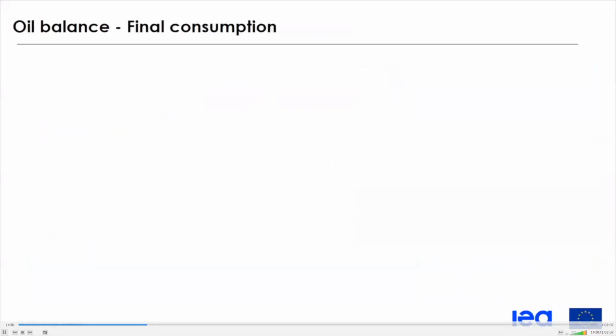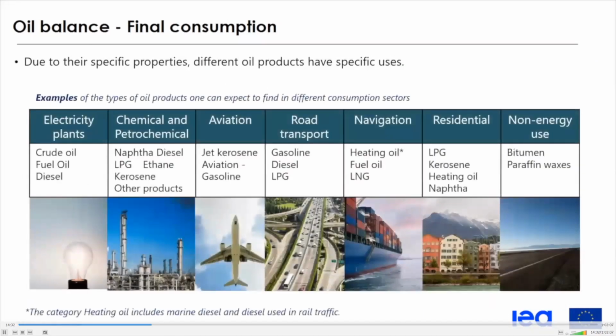Now, if we discuss the final consumption of those oil products, as I told you, those products have specific physical and chemical properties, and for this reason, we expect them to have a specific use, specific final consumption sectors in which we expect them to be. Of course, there can be exceptions in some countries, in some cases, but in that case, they need to be documented and explained in your statistics. So here are some examples.